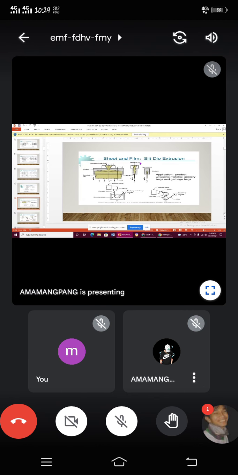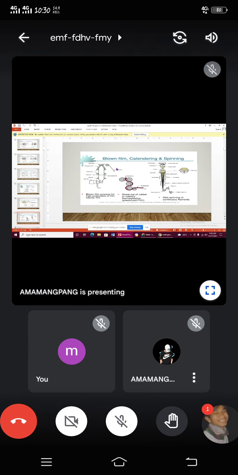Next is the sheet and film extrusion. So this is the picture. So the applications are wrapping material, grocery bags and garbage bags. So next is blown film, calendering and spinning. So this is the blown film process for high production of thin tubular film. So this is the sheet of rubbery thermoplastics. So this is the melt spinning of continuous filaments.